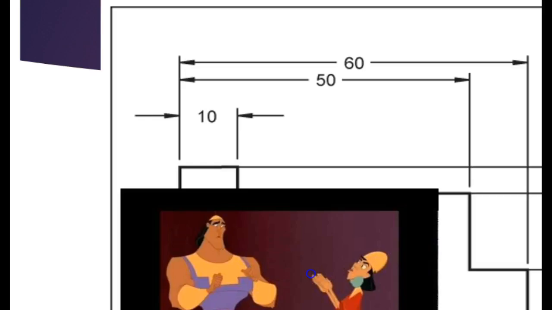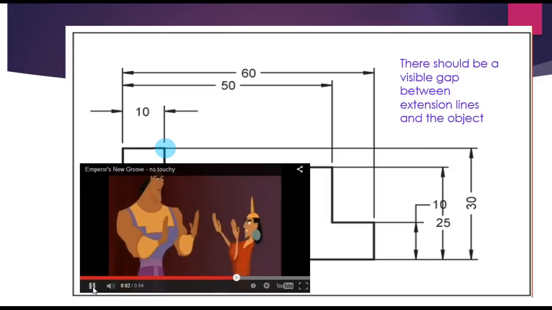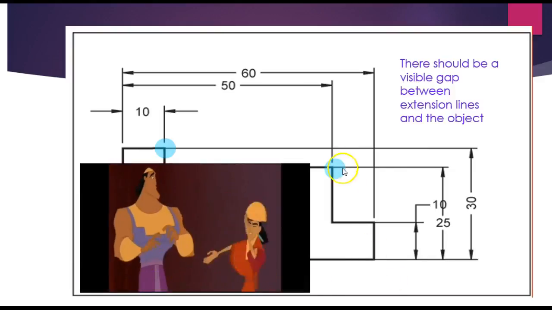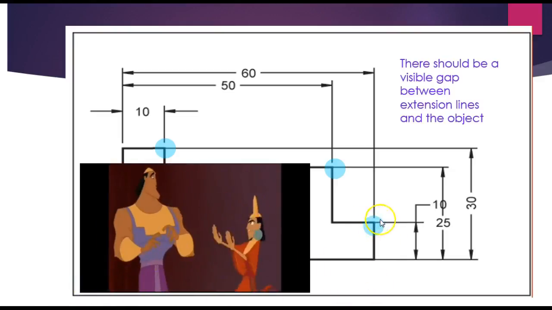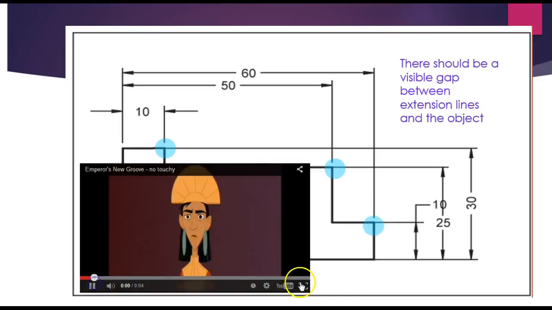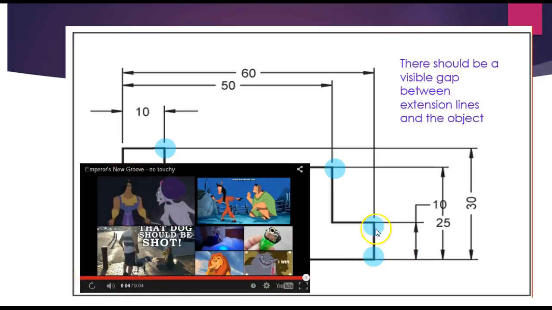Alright, I'm going to help you remember this one. There should be a gap between extension lines. Like right here, this line is touching. Whoa, no touchy. No touchy. No touch. All of these should not touch. I hope every time you make one where it touches the edge, you think of the emperor saying, no touchy. Don't let them touch like this. They should all look like this where there's a gap.